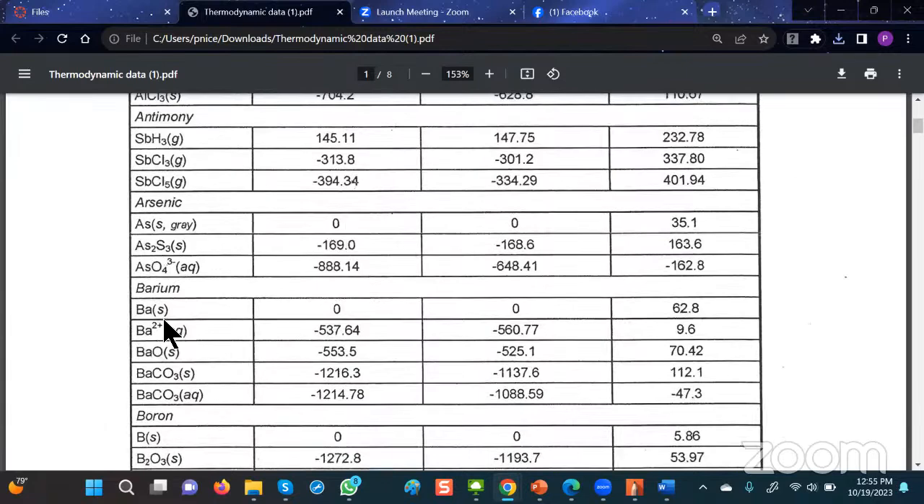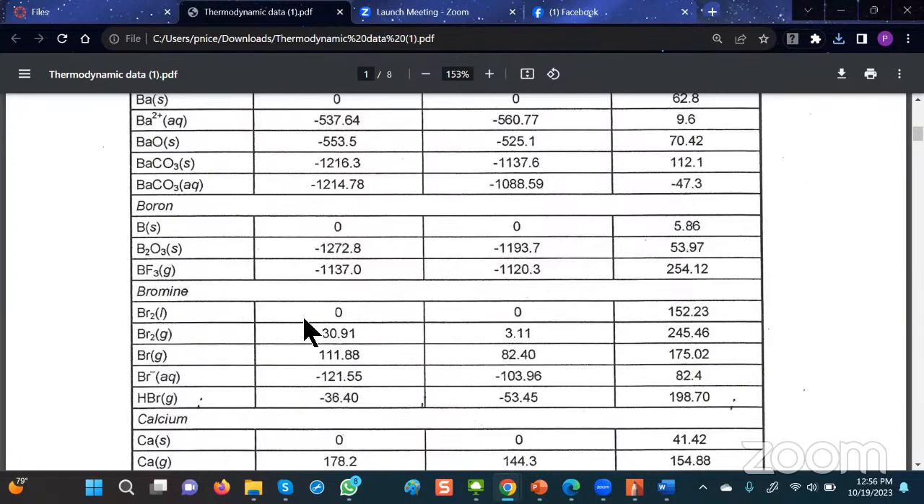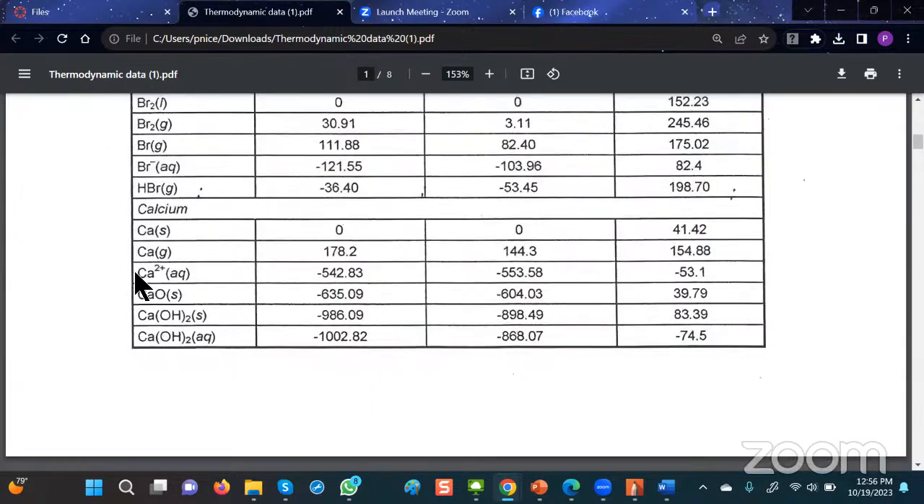Arsenic, barium, boron, all these elements by themselves, bromine, calcium, their enthalpy of formation is 0. And if you think about the definition, that makes sense. Because if you remember, the definition says the enthalpy of formation is the enthalpy change when a compound is formed from its elements. But for the elements themselves, they're formed from their elements. So therefore, there's no change. So therefore, the enthalpy of formation is 0 for elements that exist in their natural state under the conditions that I mentioned earlier. All right.